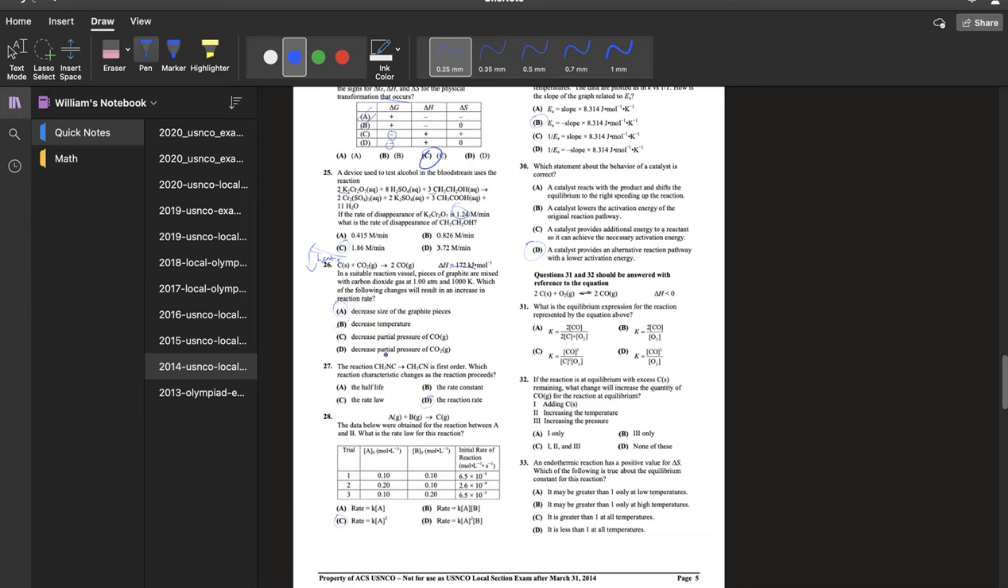Decrease the partial pressure of CO. I mean, yeah, that would drive it right. Decrease the partial pressure of CO2. That would drive it left.